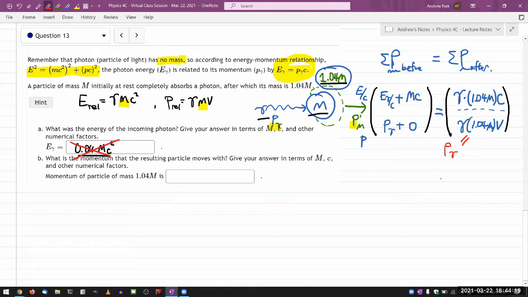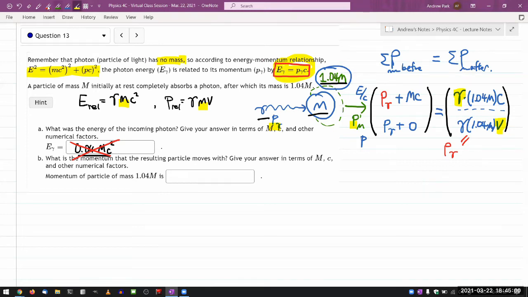Let me do some preliminary substitutions that'll make things easier. I have this relationship between the energy of the photon and its momentum. Let me substitute it in here so that I don't have extraneous unknowns that look like unknowns but aren't really. Plugging this in, the c's cancel out. So what I end up with is p gamma, the momentum of the photon that I don't know, on the left-hand side. On the right-hand side, I don't know what gamma is, and I don't know what v is.